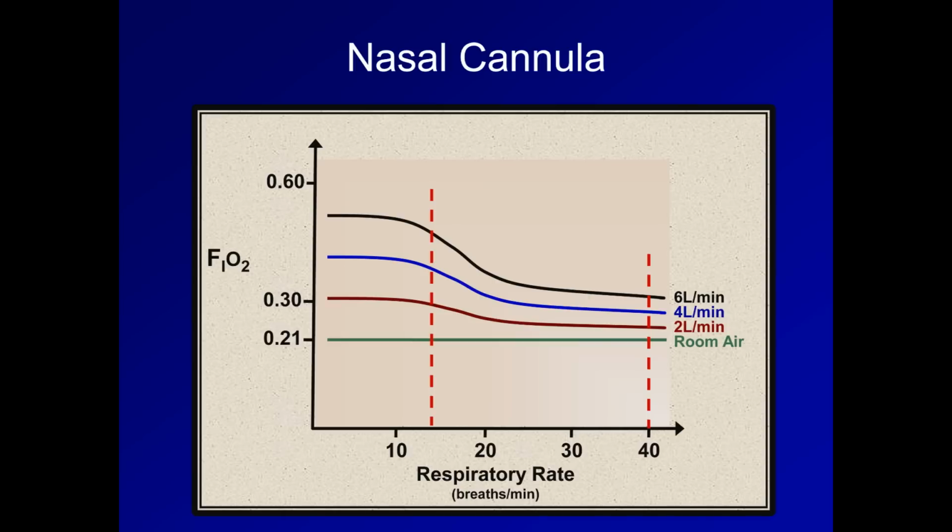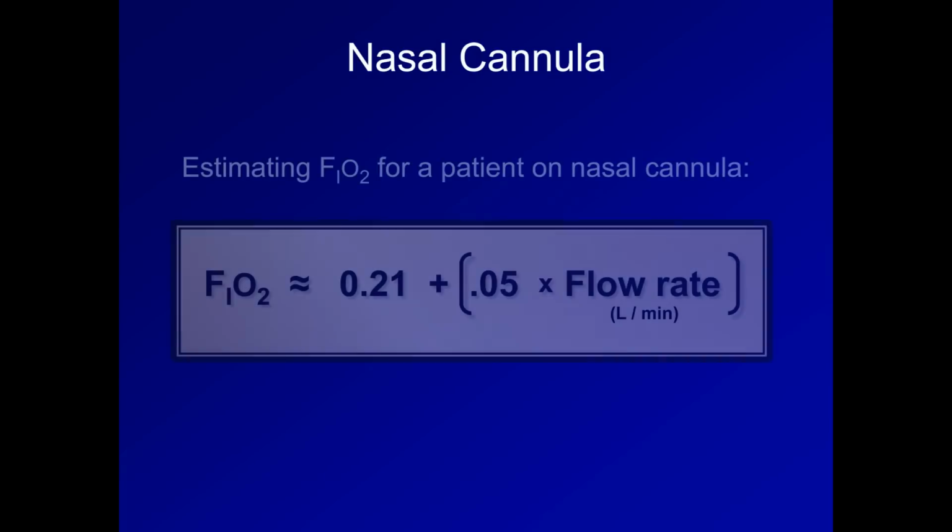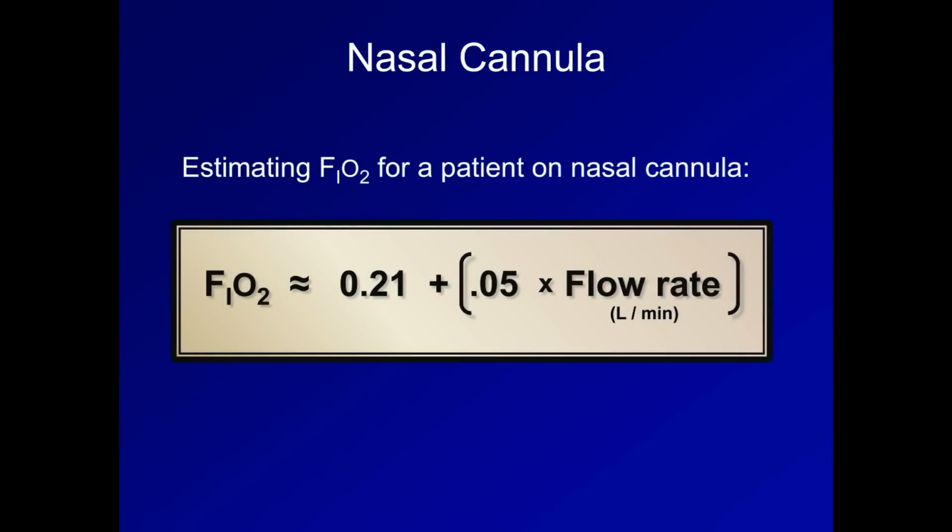Although I've mentioned that there is no definitive way to determine FiO2 for a patient on nasal cannula, there are a few equations used to estimate this. Here is one such equation where estimated FiO2 is equal to 21%, or 0.21, plus 0.05 times the flow rate in liters per minute. Unfortunately, this is only accurate at normal respiratory rates.